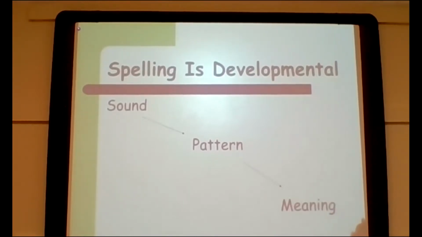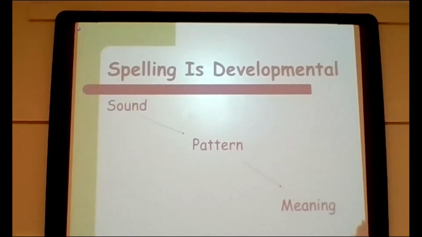Within word pattern stage, they start to work on the meaning layer at the end of the stage, working on homophones, words that have the same sound but have different meanings. And then when they get to the syllables and affixes stage, it's a lot about pattern and meaning, but they get into the role that meaning plays.